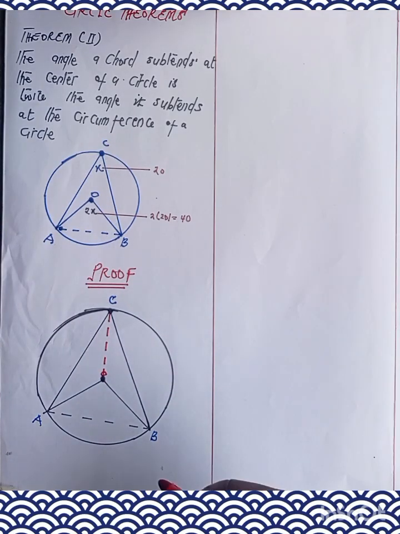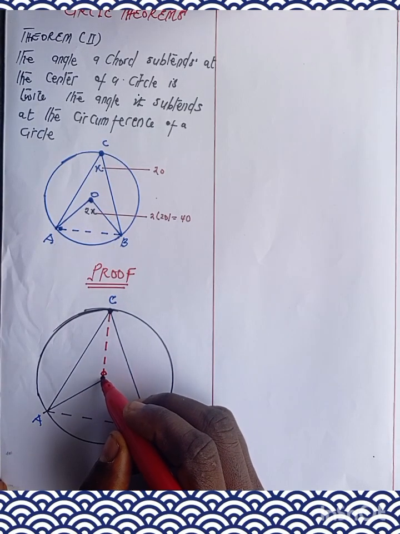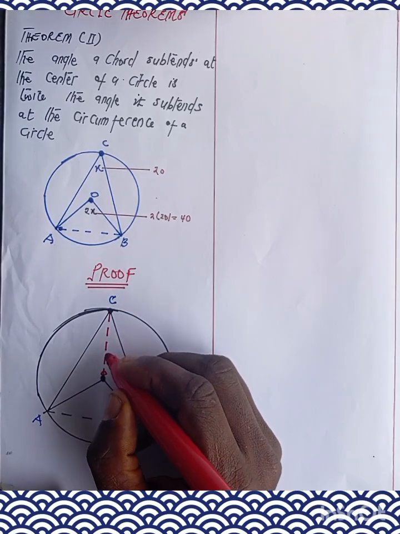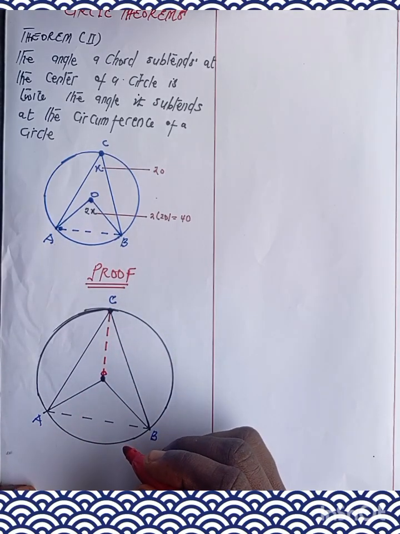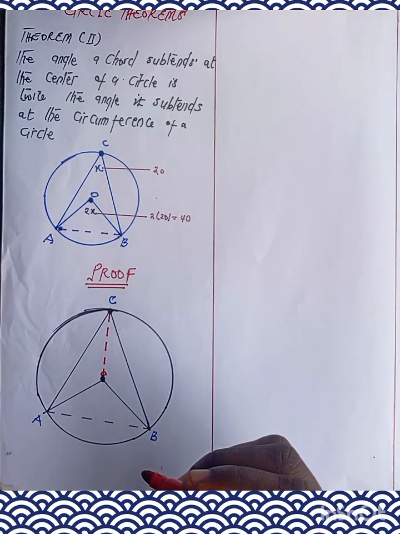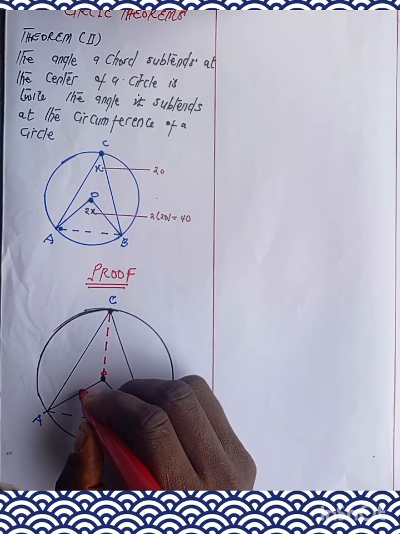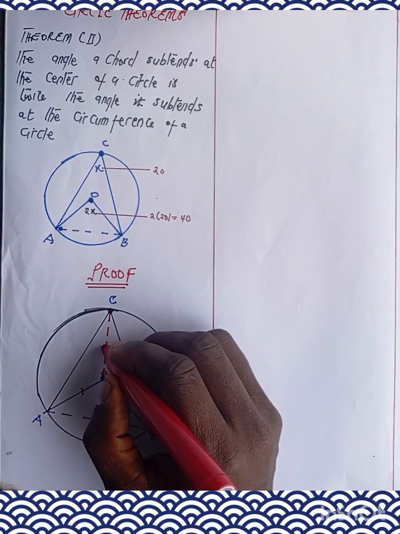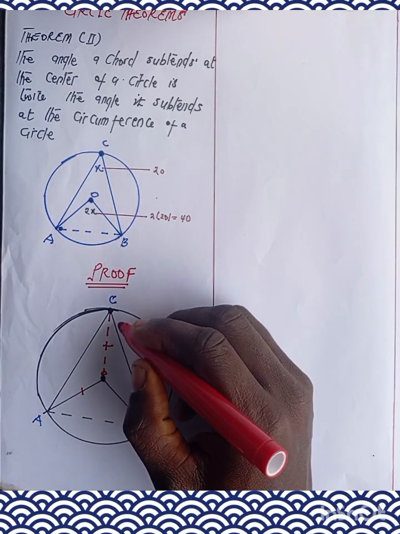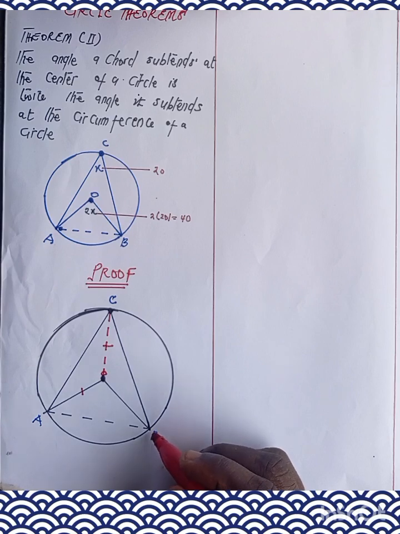Now you can all see that since O is the center of the circle, OC becomes a radius, and OA also becomes a radius. You know that the lengths of radii are always the same. Therefore, the length of OA is equal to the length of OC. Now the length of OC is also the same as the length of OB.